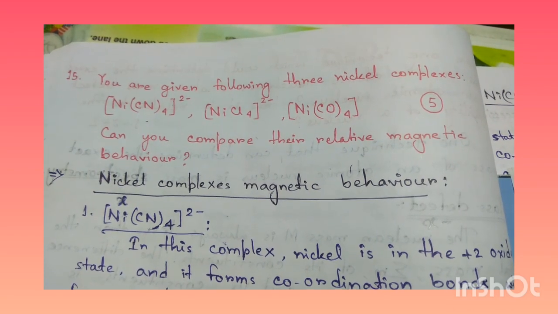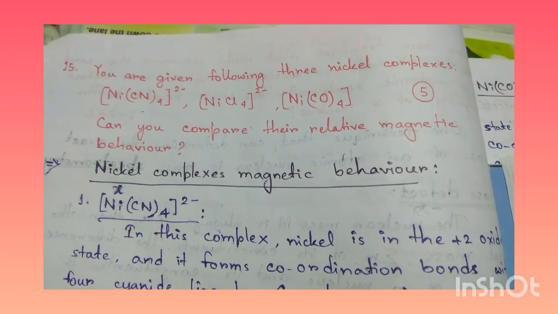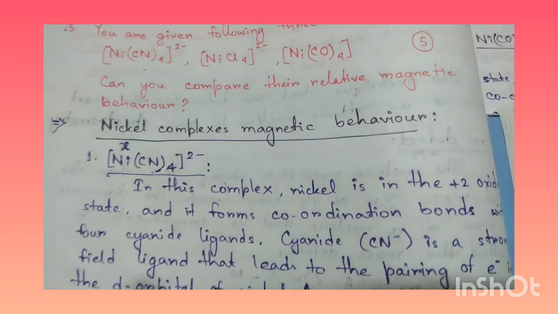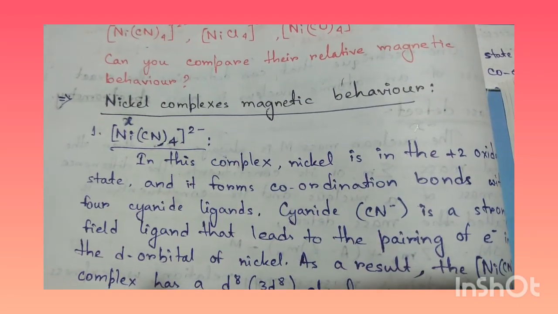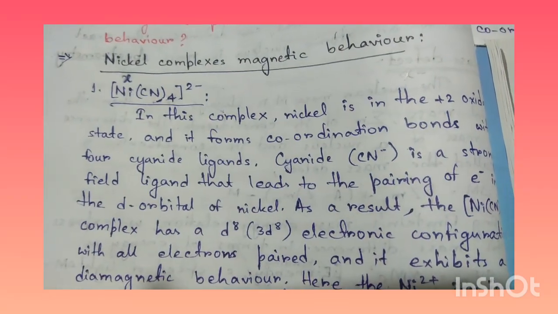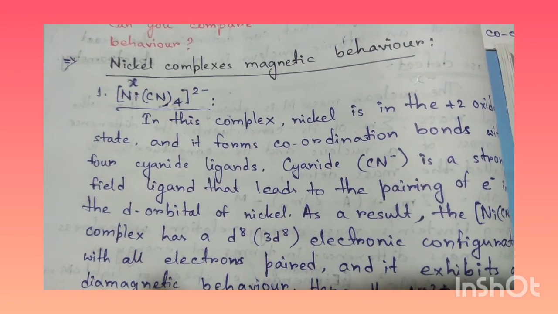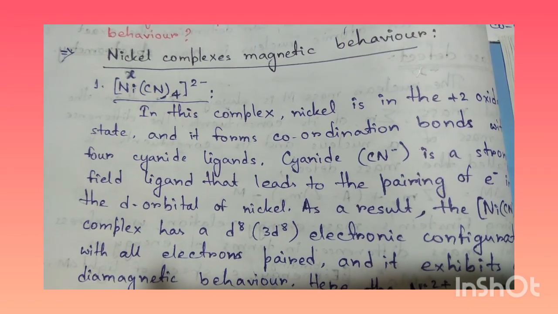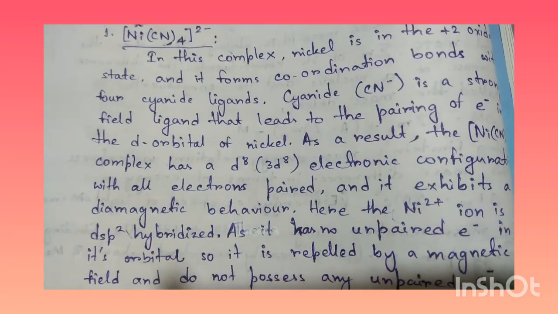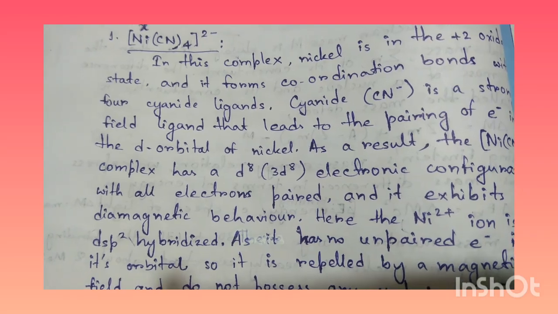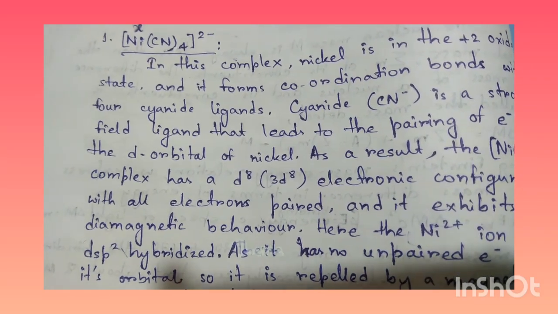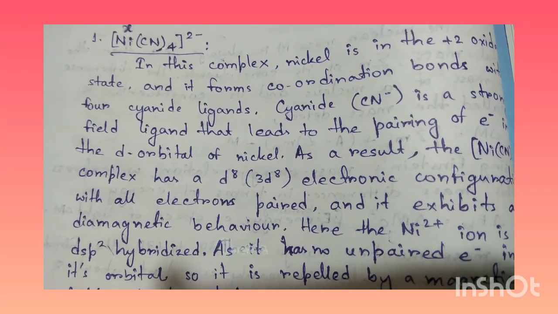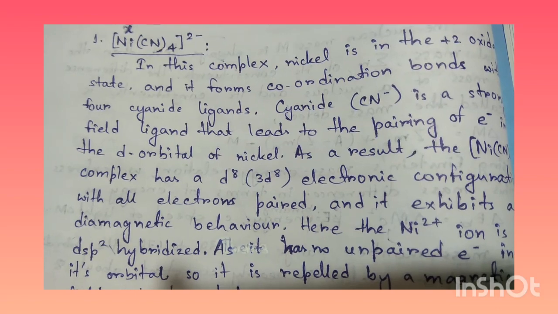So number 1, Ni(CN)4 2 minus. In this complex, nickel is in the +2 oxidation state and it forms coordination bonds with 4 cyanide ligands. Cyanide, CN-, is a strong field ligand that leads to the pairing of electrons in the d orbital of nickel. As a result, the Ni(CN)4 2 minus complex has a 3d8 electronic configuration with all electrons paired, and it exhibits diamagnetic behavior.